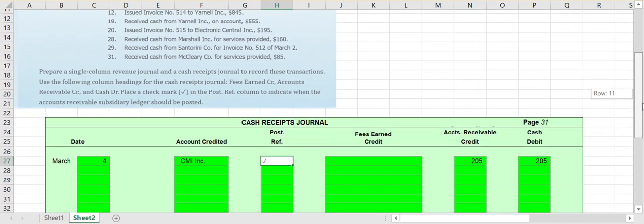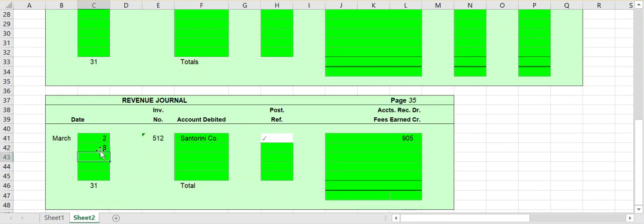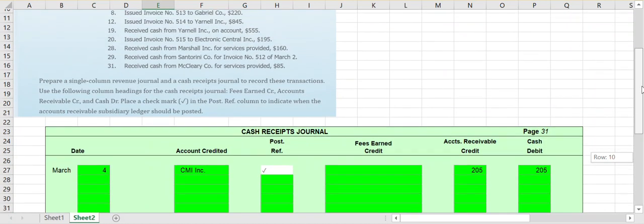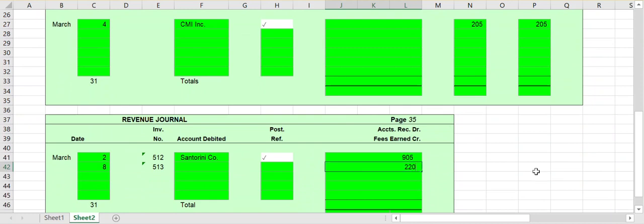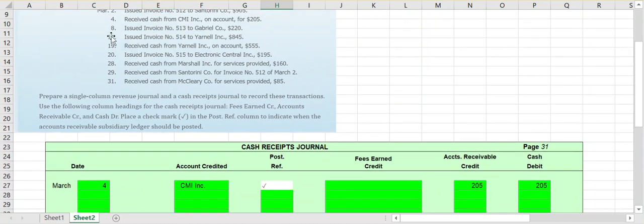So we're going to our revenue journal on March 8th. Invoice number 513. And again, they told us that we provided services to Gabriel Company for $220. So $220 goes in here. And whose accounts receivable? It's Gabriel Company. We have to post that reference because it affects accounts receivable. Remember, anytime it affects accounts payable or accounts receivable, we have to post to our accounts receivable or accounts payable subsidiary ledger. Next one, it says we issued invoice number 514 to Yarnell Inc. for $845.